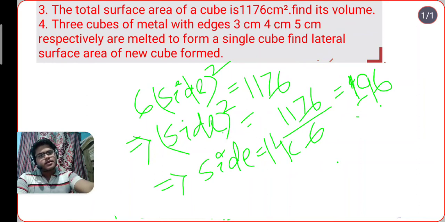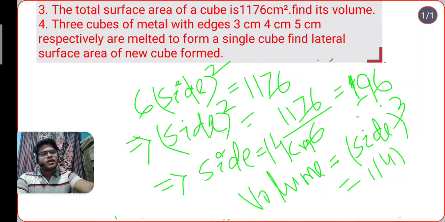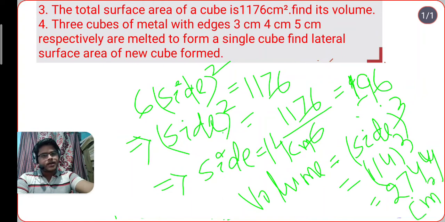So that is in centimeters. So to calculate the volume, what is the formula we have to put? That is the cube of the side, that is 14 cube. You are getting the value, that is 2744 centimeter cube. Okay.